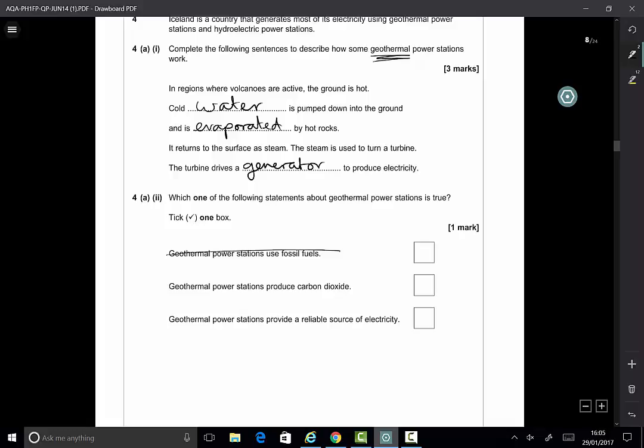Geothermal power stations produce a reliable source of energy. The ground is hot because volcanoes are active. Is that going to stop at any point? No, it isn't. This sounds reliable to me. We already thought that second one was a bit iffy, so we can tick that third box.